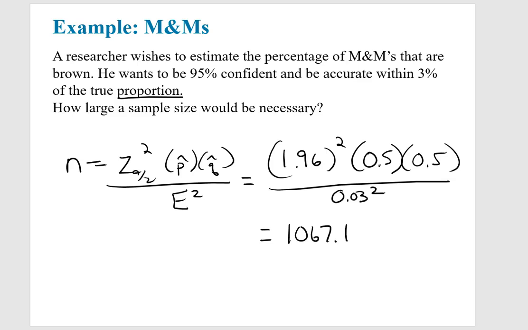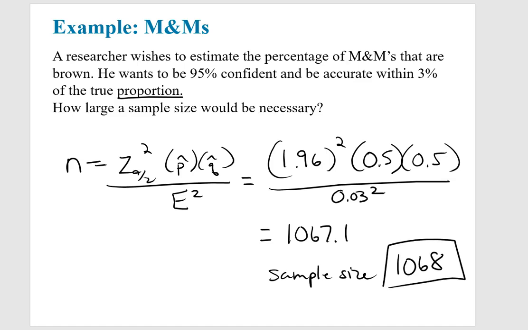So that means I need to round up, and my sample size needs to be 1068. That's what I would need to do as a researcher to make sure that I get a 95% confidence.